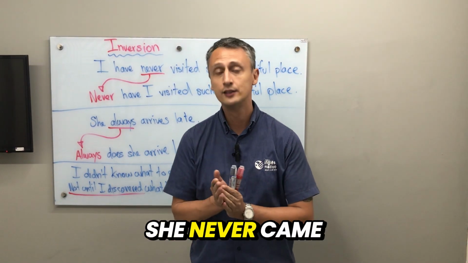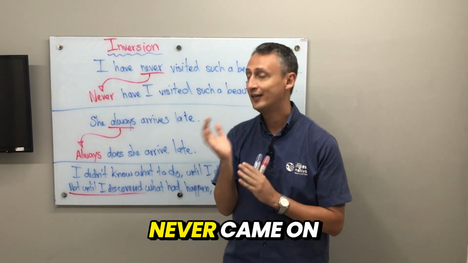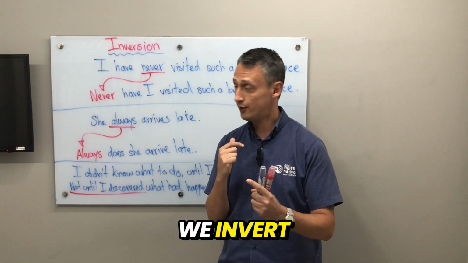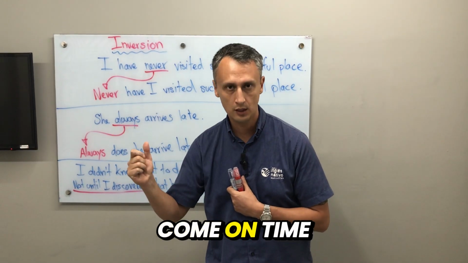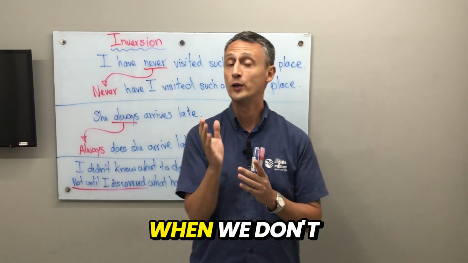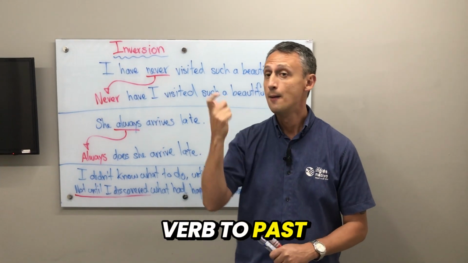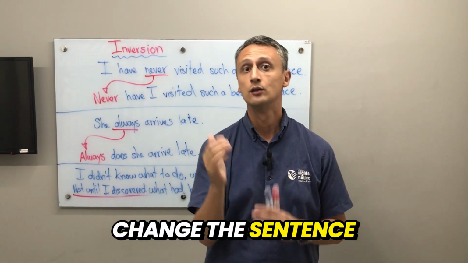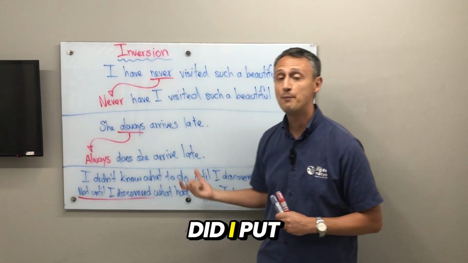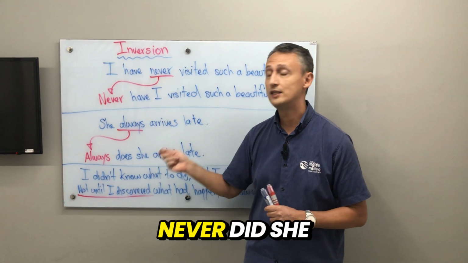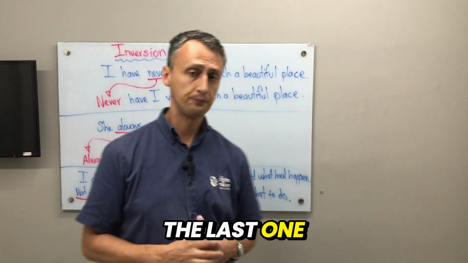She never came on time. We have simple past. She never came on time. We invert, so first we use the adverb. Never did she come on time. In past, when we don't have the auxiliary verb did or didn't, we change the verb to past. But when we change the sentence to inversion, we say, never did she. As I have did, I put the verb in infinitive. Never did she come on time. Got it?